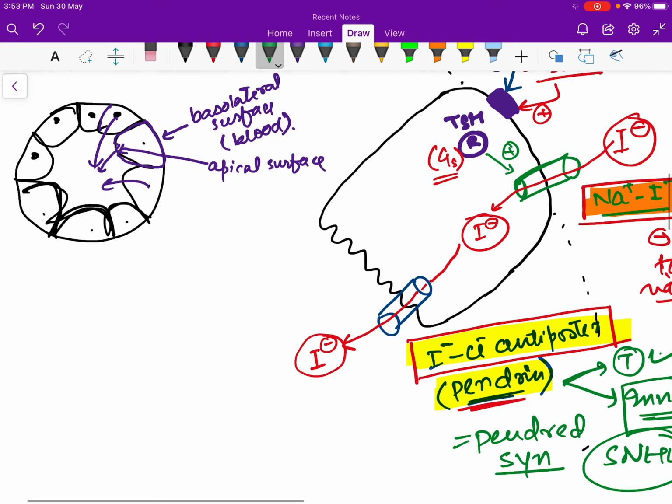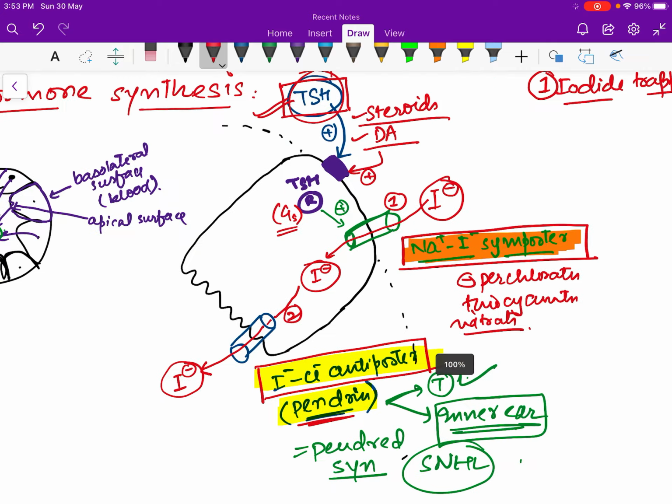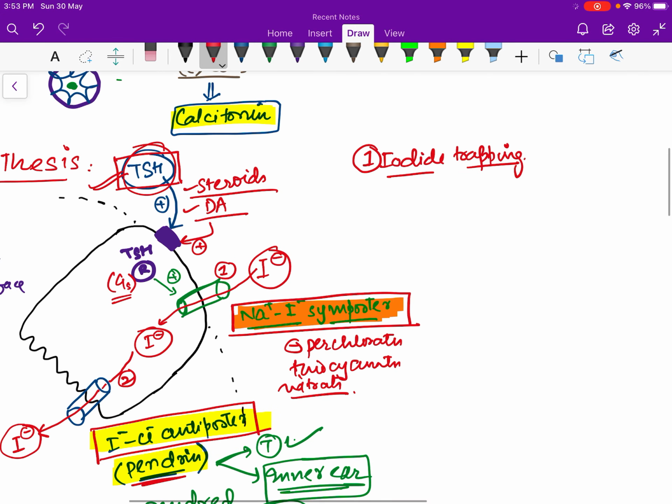Now once these iodide ions reach the colloid, there will be another step. This is step number 2; step number 1 was iodide trapping. Step number 2 means transfer of iodide ions across the apical membrane.